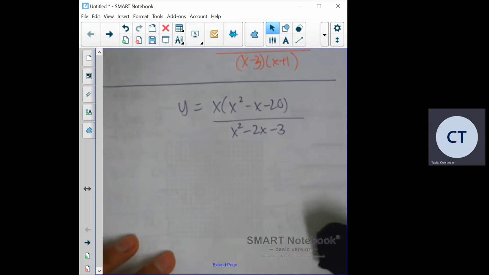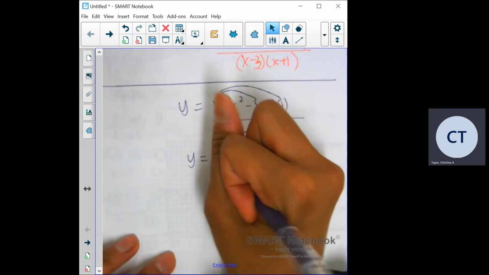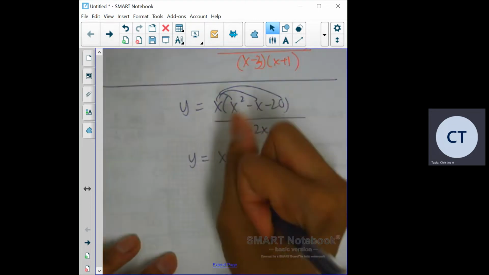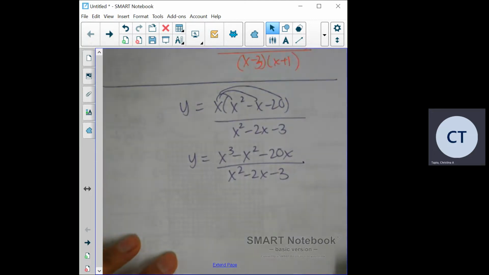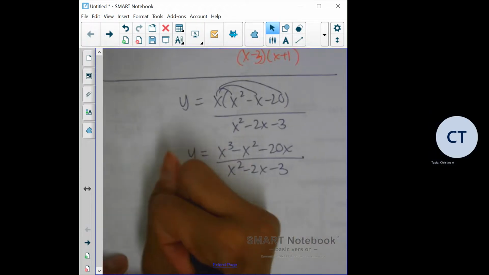In order to use long division, you need to have everything multiplied out. So I'm going to distribute that x to make it x cubed minus x squared minus 20x, all divided by this. Y'all know how to use long division. Y'all made it out of algebra 1. Divide it.